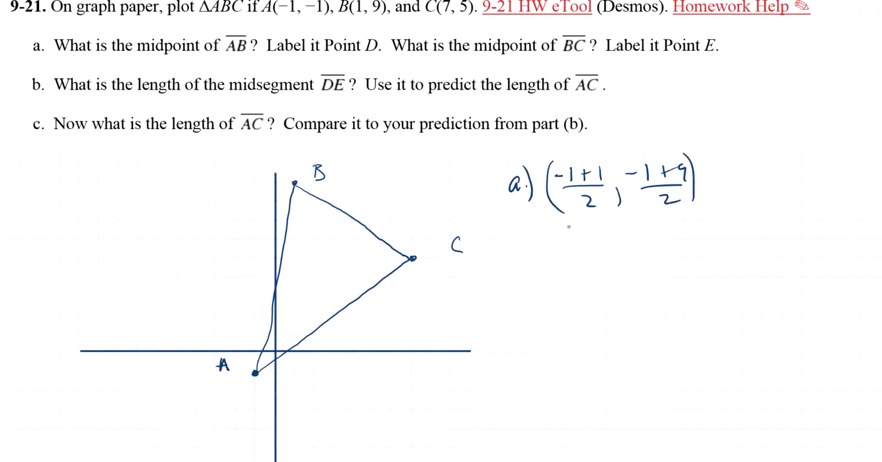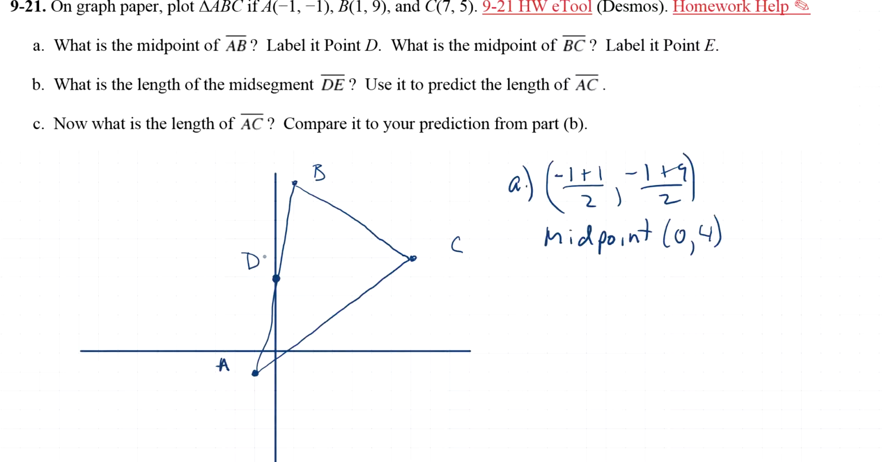So the midpoint, right, we're just taking the average, so -1 plus 1 is 0. So this is going to be 0. And then -1 plus 9 is 8. 8 divided by 2 is 4. So at 0, 4. So 1, 2, 3, 4. At this point, that's the midpoint. And label that point D.